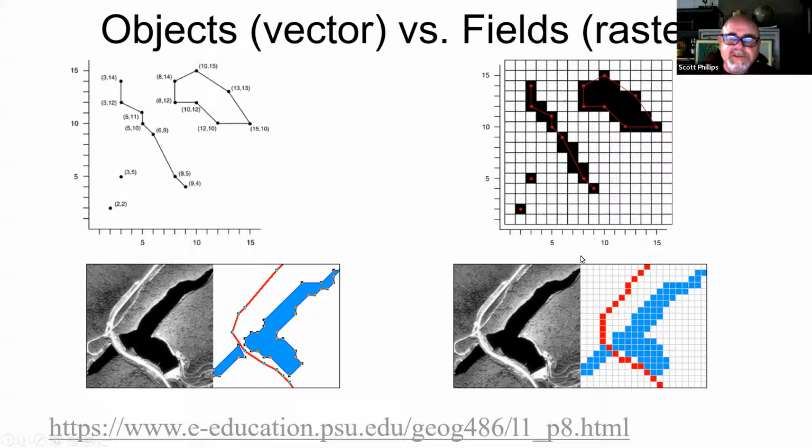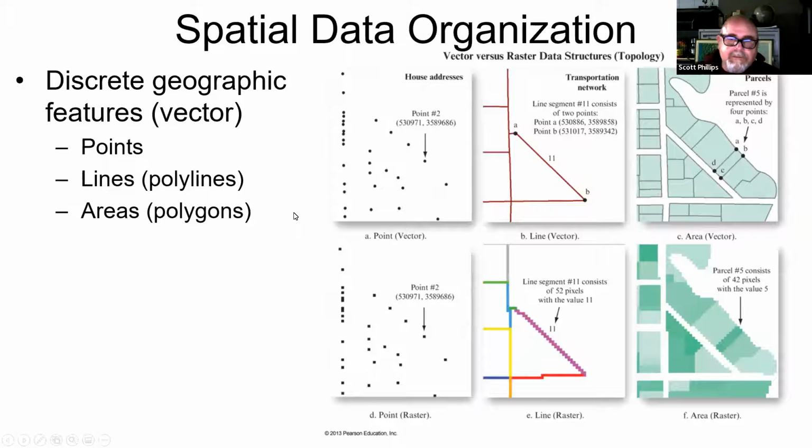What I want to talk about next is those two data models, whether we represent things as objects, like geometric features, or as what we call fields, a grid of information: vector versus raster. This is a key learning objective in this class, so we will be discussing it as we go throughout the semester. So let's go over that. Let's beat this to death a little bit.